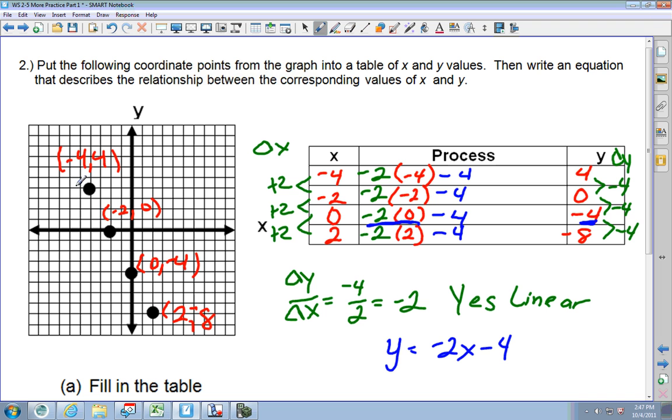Now I could already tell you, looking at my line, that this is non-proportional. I know, good line, right? It is non-proportional because if it was proportional, it would go through 0, 0. Right there, and it does not go through 0, 0. So it is not proportional.